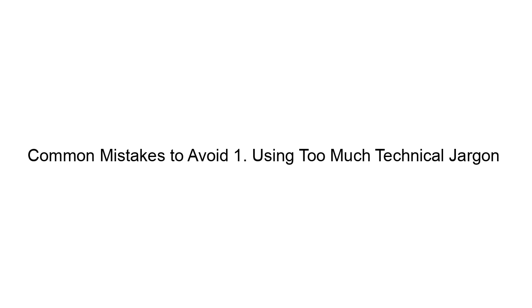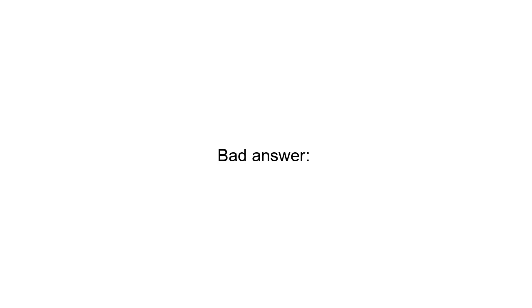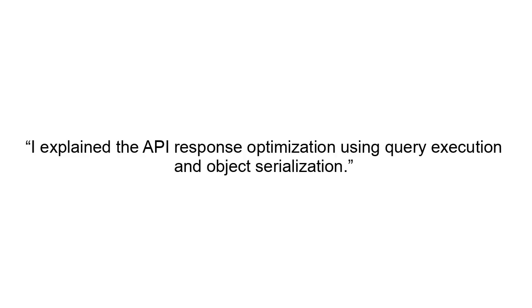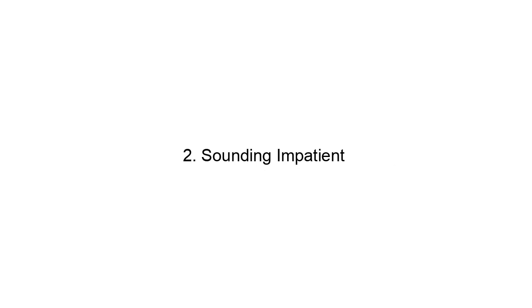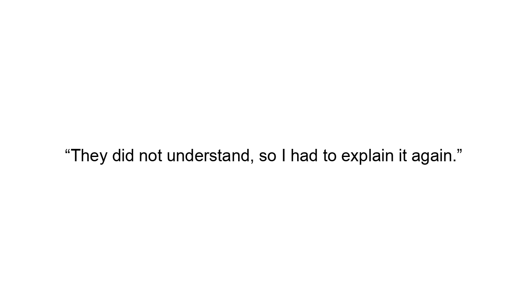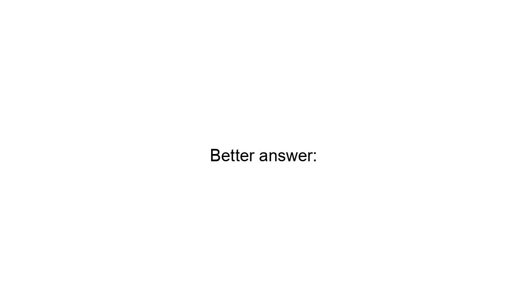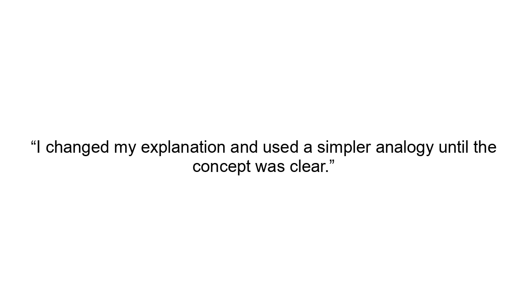Common mistakes to avoid. 1. Using too much technical jargon. Bad answer: I explained the API response optimization using query execution and object serialization. Better answer: I explained that returning too much data at once would slow the page down, so pagination helps users see results faster. 2. Sounding impatient. Bad answer: They did not understand, so I had to explain it again. Better answer: I changed my explanation and used a simpler analogy until the concept was clear.